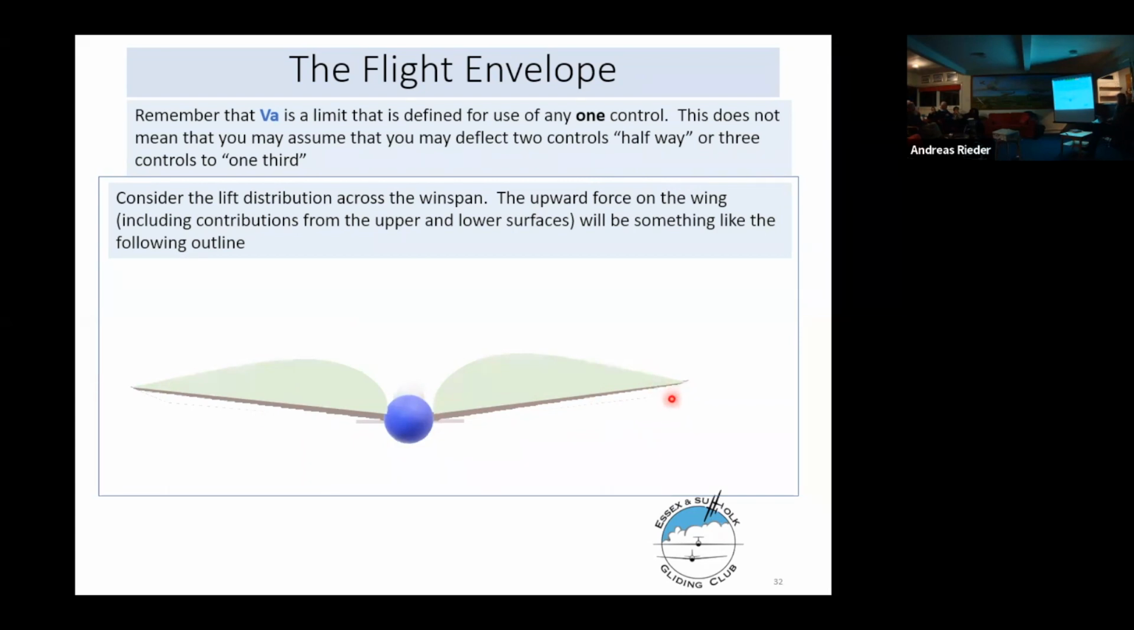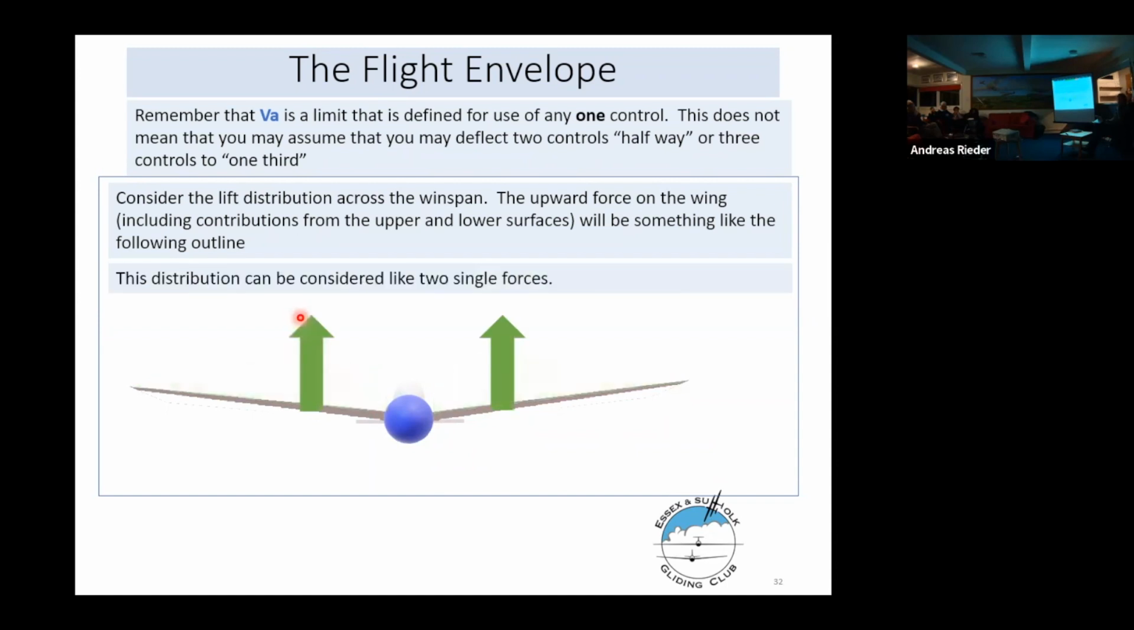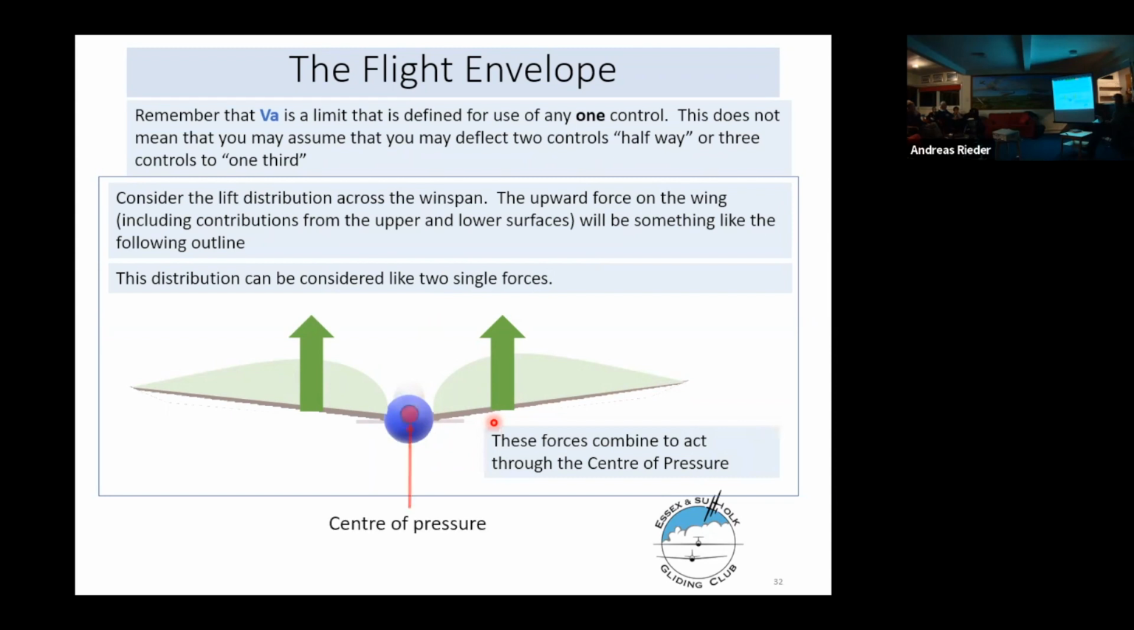So if you add all the components of lift here and all the components of lift here, you can get a lift force here and a lift force here, which is the summation of all those little individual components. Now, both of those forces act through the center of pressure. The center of pressure will be somewhere in the middle of the fuselage like that. This is flying nice and straight in a straight line.